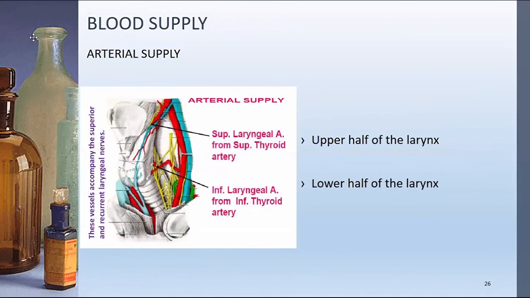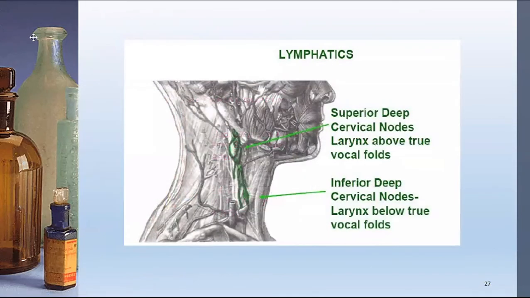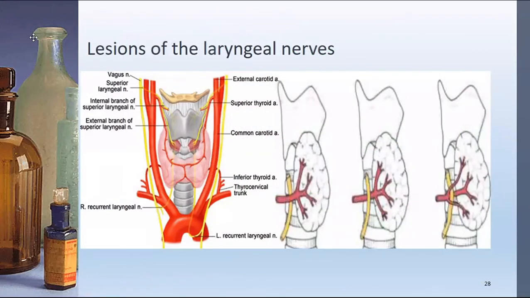Blood supply is simple. There's two. Superior laryngeal artery, which comes from the superior thyroid artery, supplies the upper half of the larynx, and the inferior laryngeal artery, which comes from the inferior thyroid artery, supplies the lower half of the larynx. Lymphatics. Drainage goes to deep cervical lymph nodes, superior for the upper half, inferior for the lower half. Deep cervical lymph nodes.